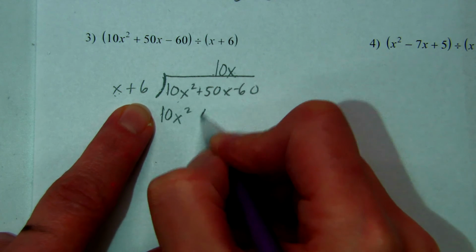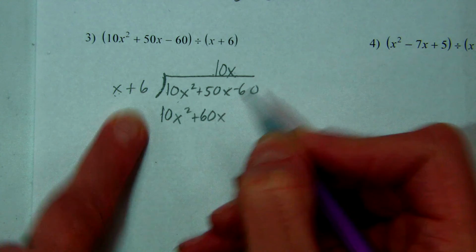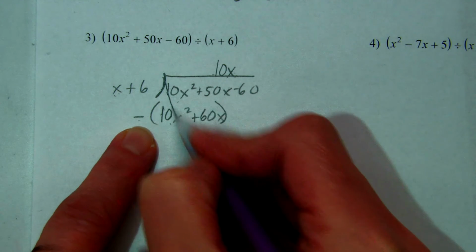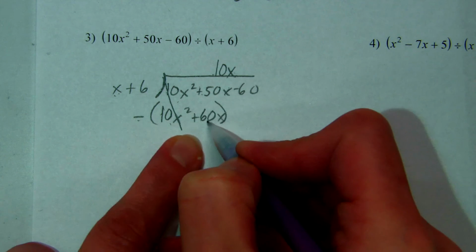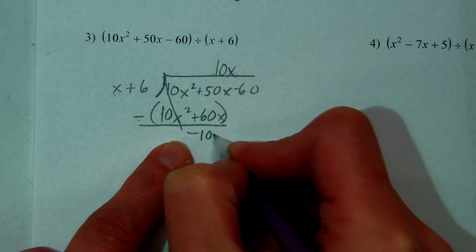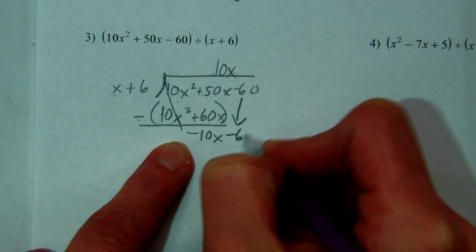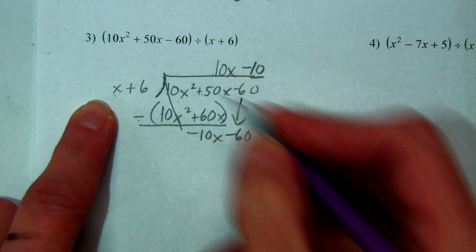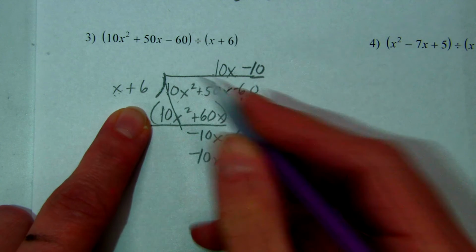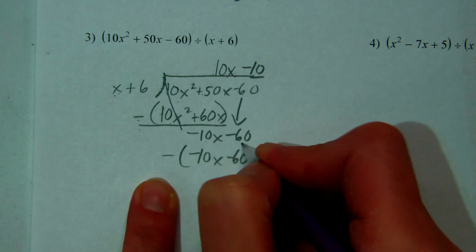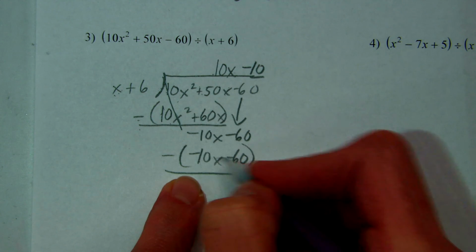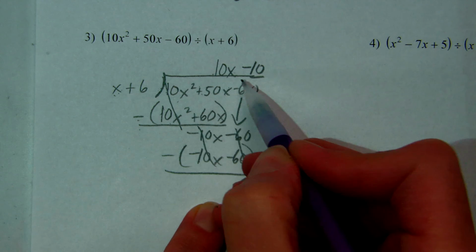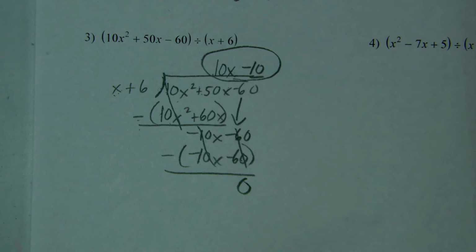10x times 6 is 60x, and that's positive, but we're subtracting. So it's 10x squared minus 10x squared, and 50x minus 60x, which is negative 10x. And then I bring down the negative 60. So x goes into negative 10x minus 10 times. Negative 10 times x is negative 10x. Negative 10 times 6 is negative 60. Subtract it all. These would become positive, which will cancel out the negatives. And you end up with a remainder of 0. And my answer is 10x minus 10.